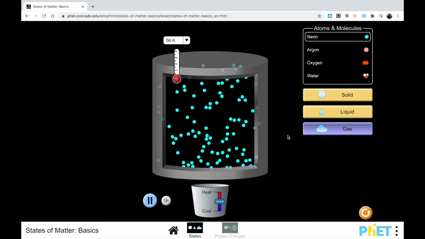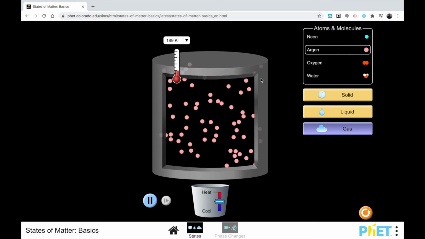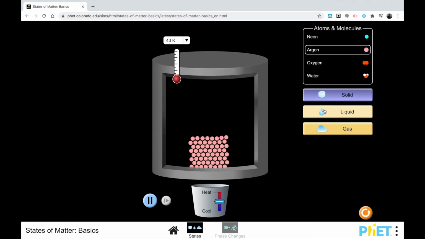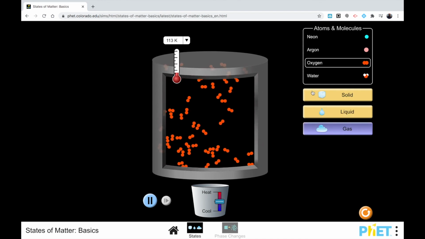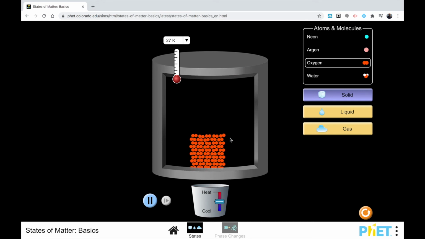Alright? So argon is very much the same as neon gas. Now oxygen is a little different. Let's take a look at oxygen. Oxygen is diatomic, which means there's two oxygens. You've heard of O2 before? Well, that's oxygen. There's O2. So the two oxygen atoms are bonded together.